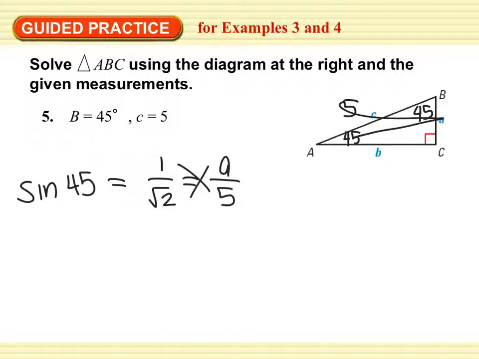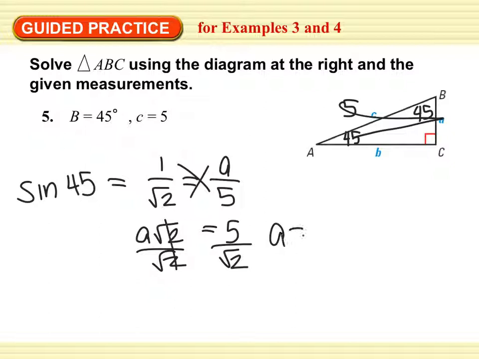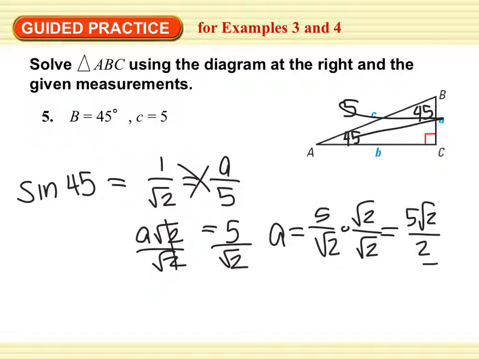So I can cross multiply here. I get 5 equals a root 2. Divide both sides by root 2. A equals 5 over root 2. I need to rationalize it. So I get 5 root 2 over 2. So that is a.